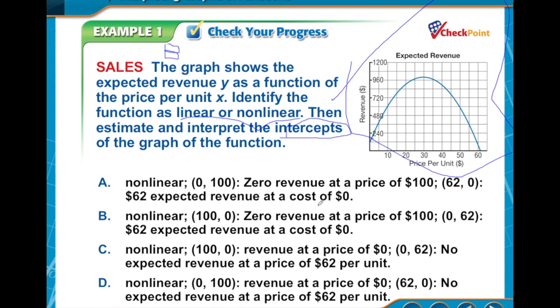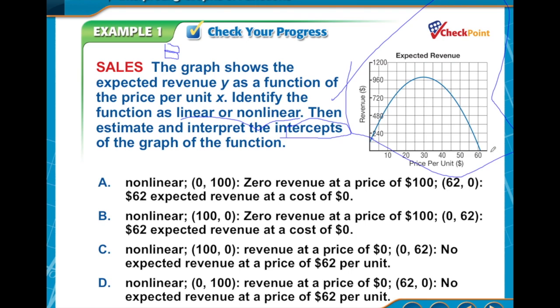So let's first determine, okay, this is a curve, and a curve we know is nonlinear. So we see A, B, C, and D are all nonlinear, so that doesn't even eliminate anything. But we've done the first part. Now we need to look at the intercepts.